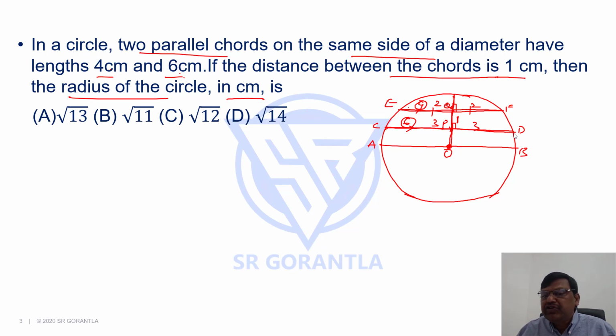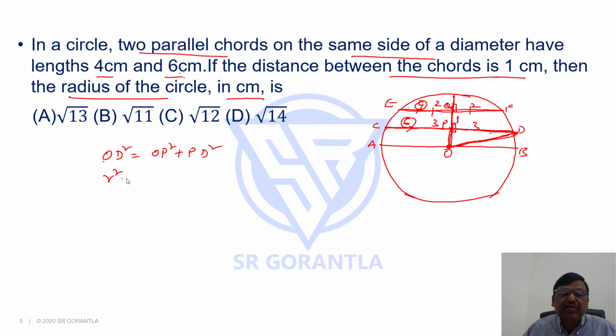Now, if I join OD, OPD is a right angle triangle because we have a right angle here. So OD square, the hypotenuse square, will be equal to OP square plus PD square. What is OD? From the center to any point on the circle, it is the radius. So let us say OD is the radius, R square. OP we don't know, let us say d. d square plus PD square, that is 3 square. This is one equation. We'll come back to that.